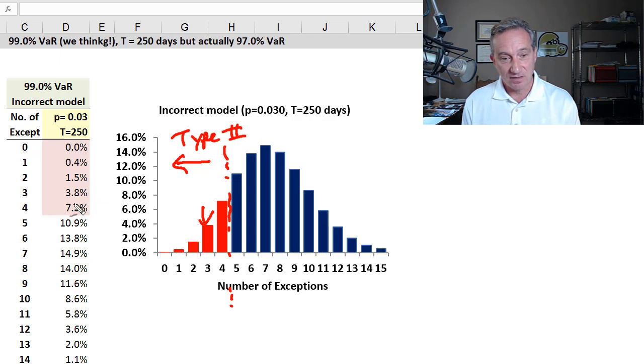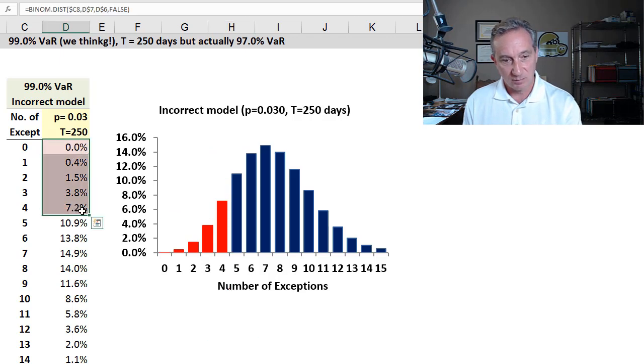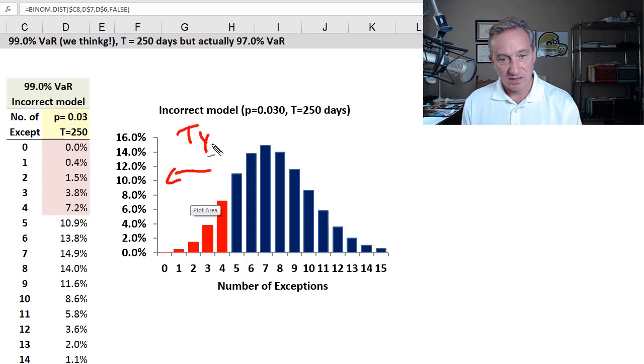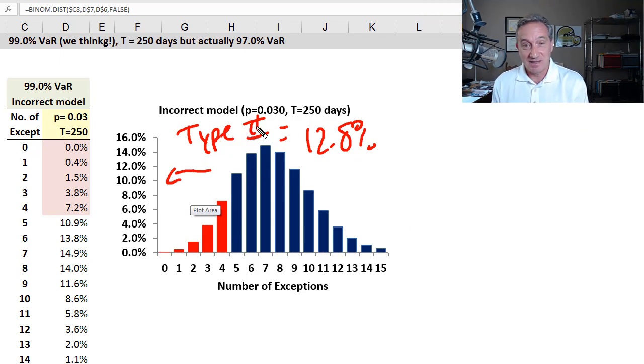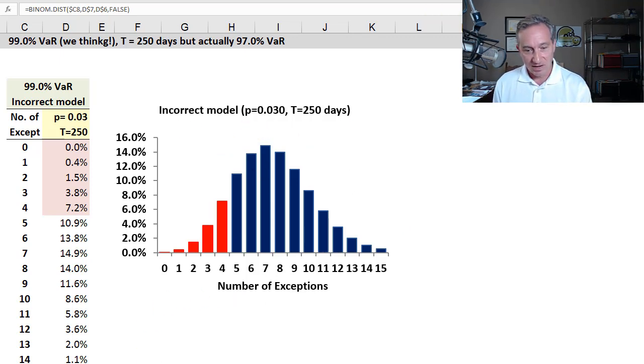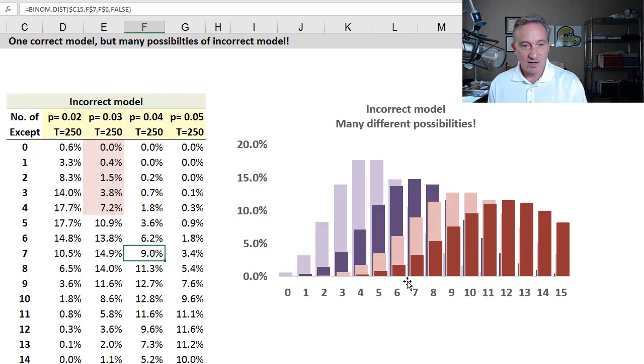And he quantifies this by summing these values here. And the total of these, I think it's 12.8%. If I look at my summation here, yeah, 12.8%. So the probability of a type 2 error then becomes 12.8% in this case. In this case, though, it's conditional on it being this kind of correct model. That's why I show here what's not in Jorion, just to illustrate this inevitable challenge.